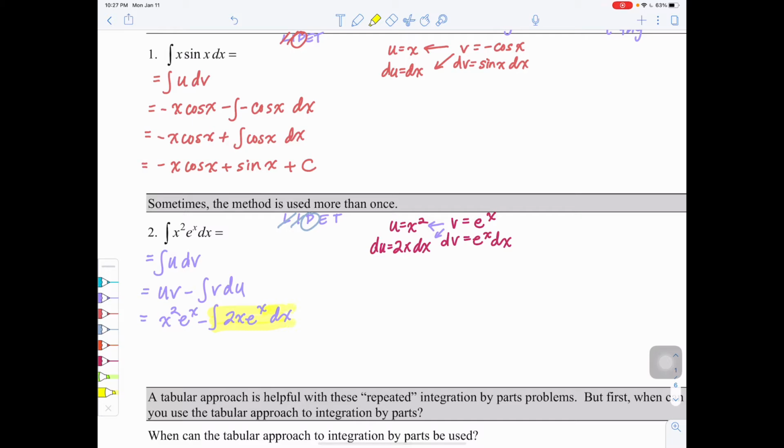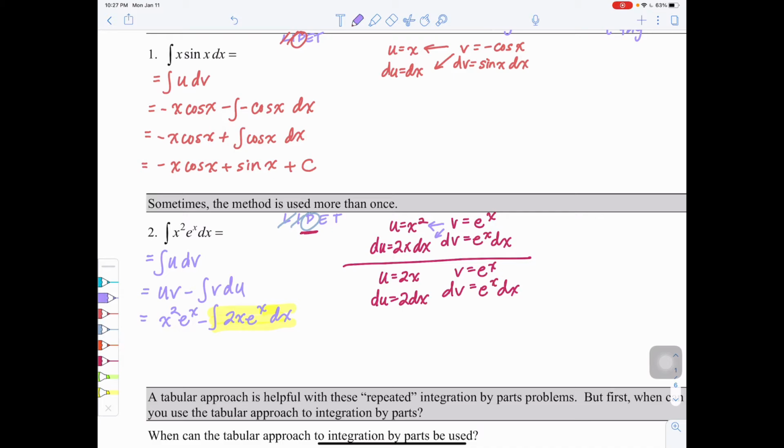Yep, you guessed it. We'll integrate by parts again. So, using LIPET again, we have a polynomial. So we're going to let u equal 2x, so dv must be equal to e to the x dx. du is 2 dx, and v is e to the x.